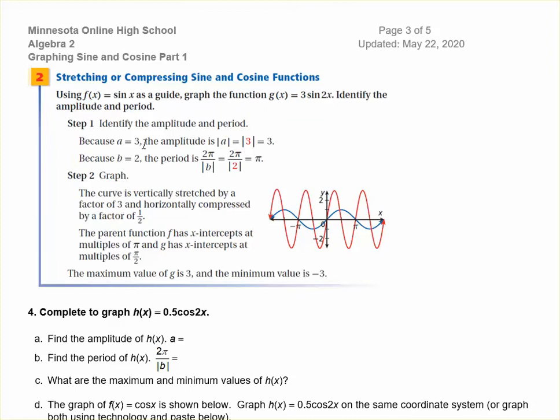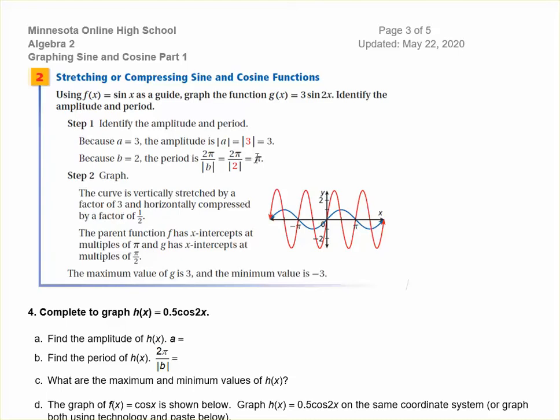And if it was a negative, we would still say the amplitude was 3 because we take the absolute value of it. If it's negative, it reflects it over the x-axis, which flips it upside down as well. B, that's what we're multiplying the x term by, and in this case that's 2. So we actually would go 1/2. If you had to say how it was being transformed, you would say it's compressed by 1/2. But what we really need to know is what is the period, and the period is 2 pi divided by 2. And those 2's cancel, so our period is going to be pi instead of 2 pi.